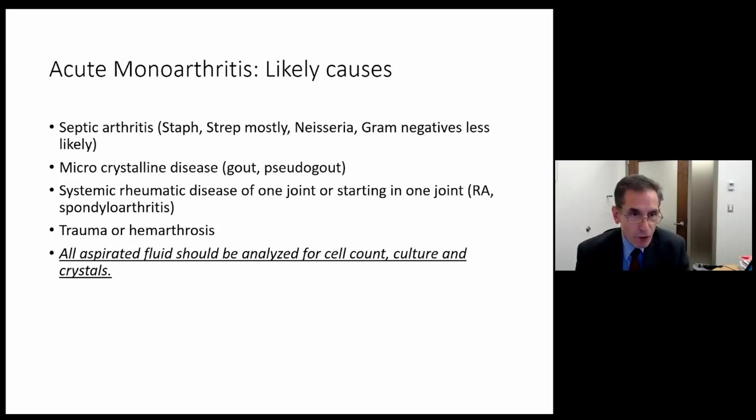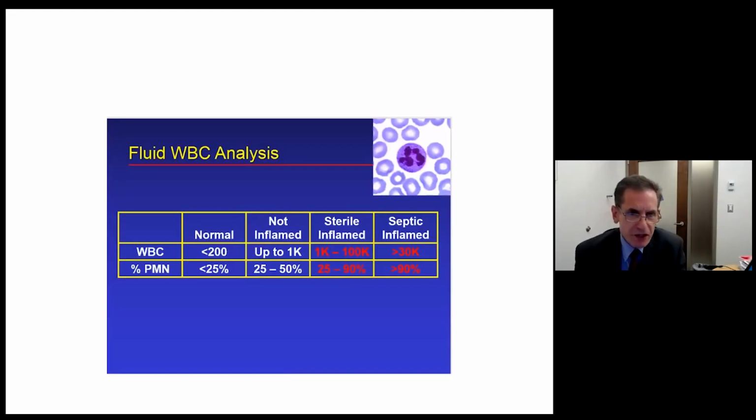Trauma or hemarthrosis can do it, and it's important that when you do an aspiration, all the fluid should be analyzed for cell count, culture, and crystals. When you do look at the fluid, it's important to look at the number of white cells to give you an idea of what the type of fluid is and the risk for infection.